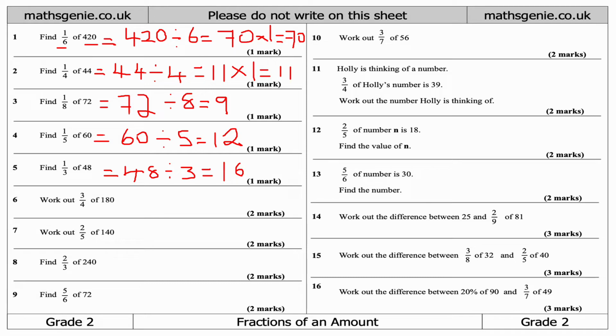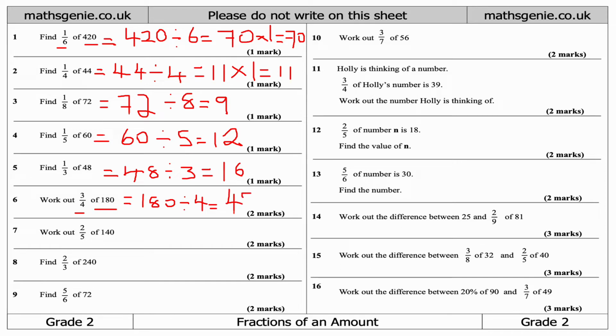Question number 6, work out 3/4 of 180. Well, I divide by the denominator, times by the numerator. So I do 180 divided by 4. Now dividing by 4 is the same as halving it and then halving it again. So half of 180 is 90, half of 90 is 45.